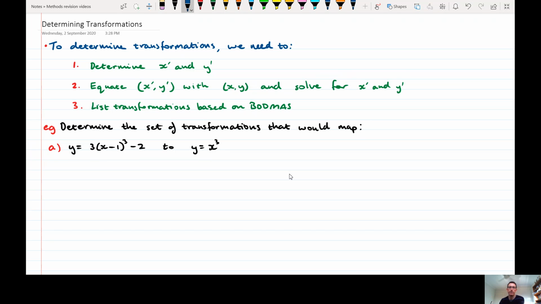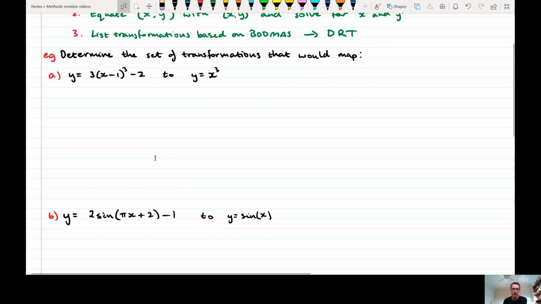Then you list your transformations based on BODMAS, using generally the description of DRT. Dr. T: dilations, reflections, then translations for the x values and for the y values. So let's see how it works.